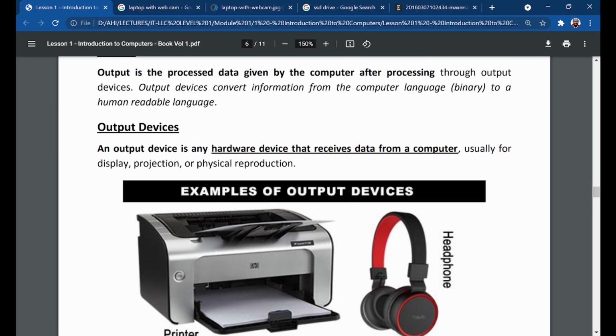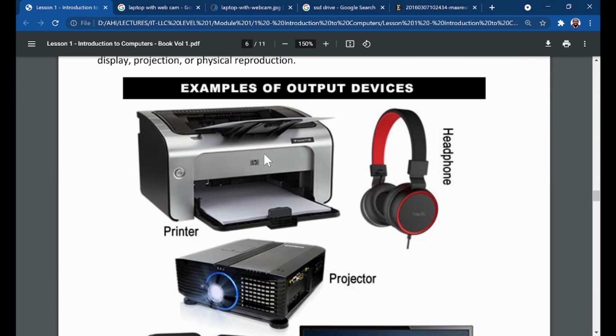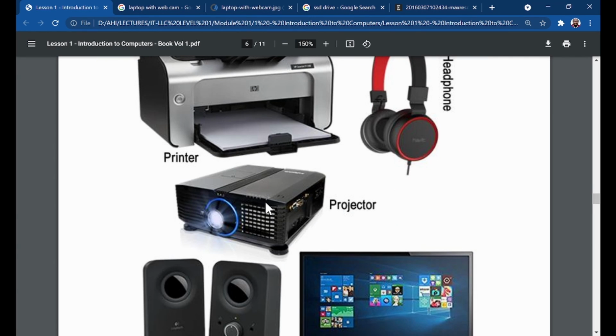So an output device is any hardware device that receives data from a computer, usually for display, projection, or physical reproduction. So a printer is able to take computer code and produce it on paper for humans to be able to read. A headset is able to take computer code and convert it to sound for you to hear as audio. A projector is able to display in pictures for you to see.